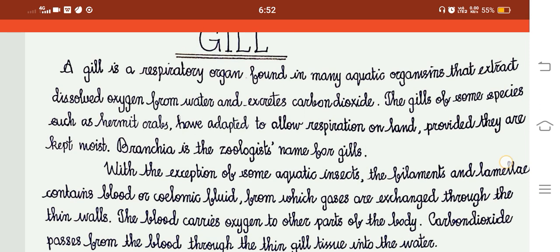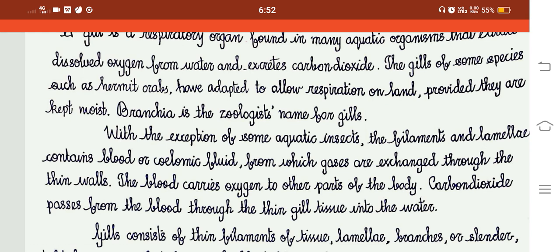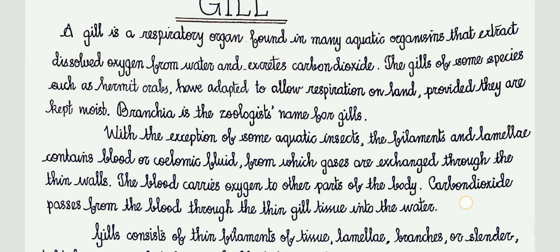The gills of some species, such as hermit crabs, have adapted to allow respiration on land, provided they are kept moist. Branchia is the zoologist's name for gills.